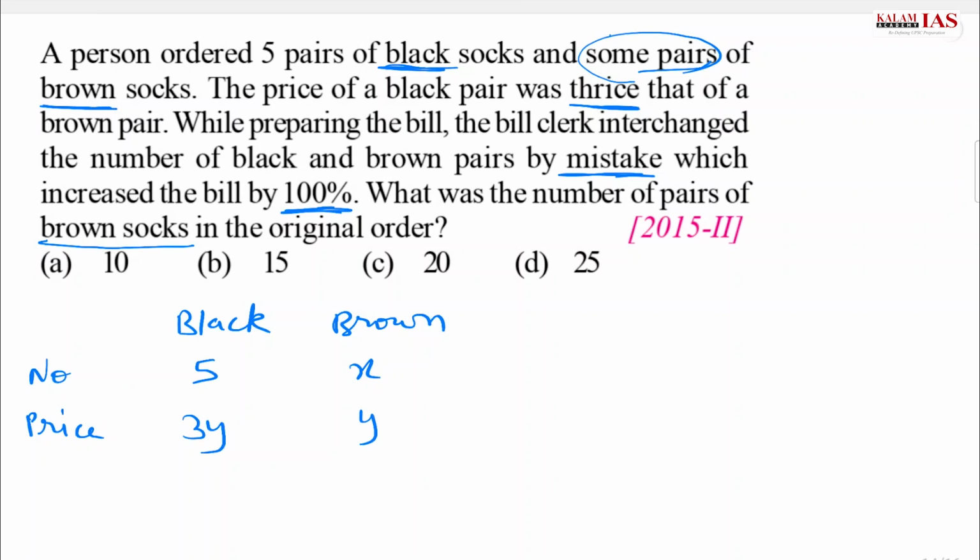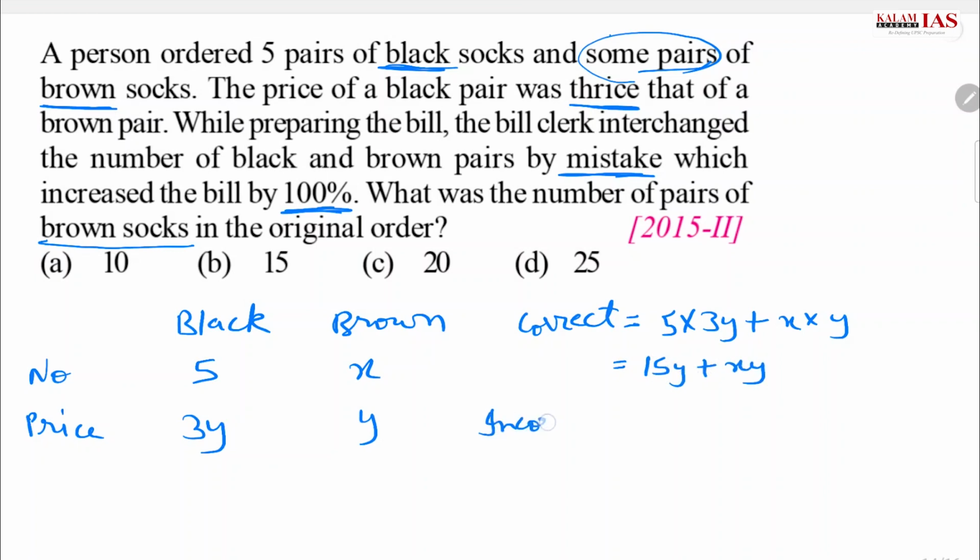Now it is said, while preparing the bill, the clerk interchanged the number of black and brown pairs of socks by mistake, which increased the bill by 100%. If the clerk was correct, the correct value of the bill should be 5 into 3y plus x into y. But since it is interchanged, the incorrect one will be x into 3y plus 5 into y, which is 3xy plus 5y.